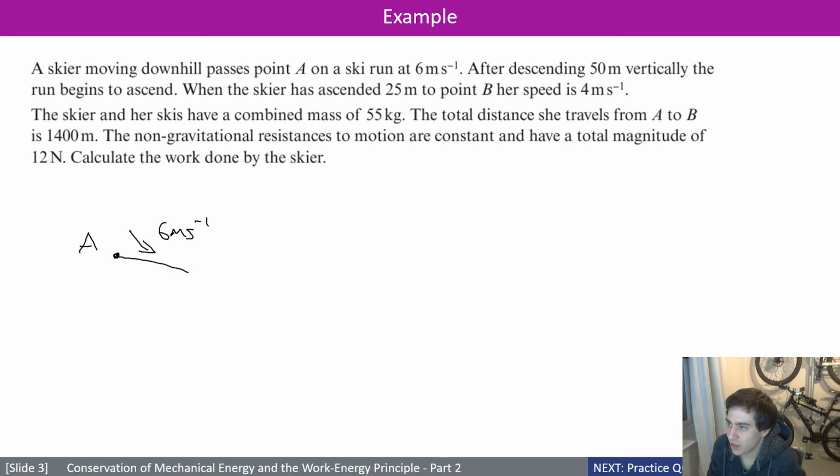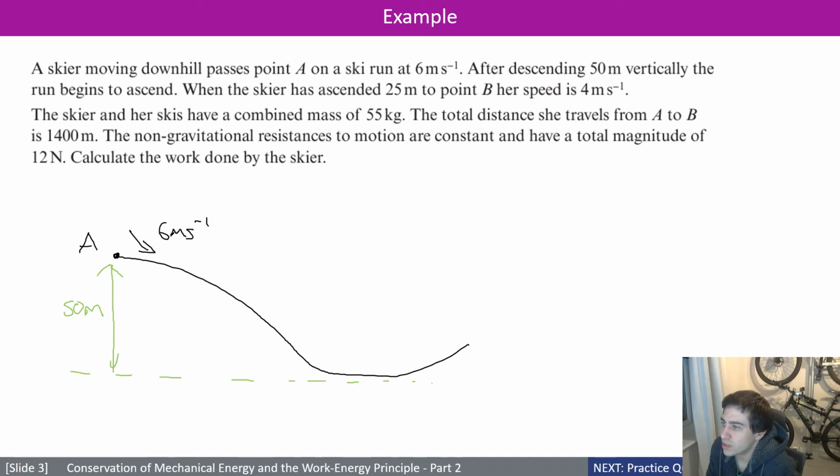Okay, so let's just make something up like this, and let's then say this is what we were told, 50 meters. When the skier has ascended 25 meters to point B, speed is 4 meters a second. Okay, so about halfway up. We'll call that 25 meters. Okay, and the point is B, the speed is 4 meters a second.